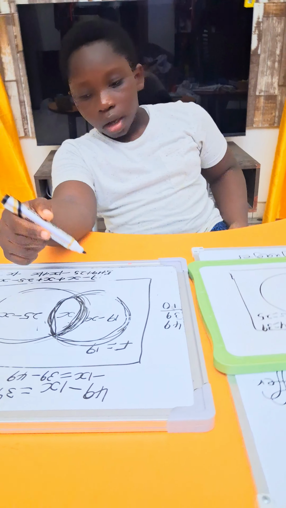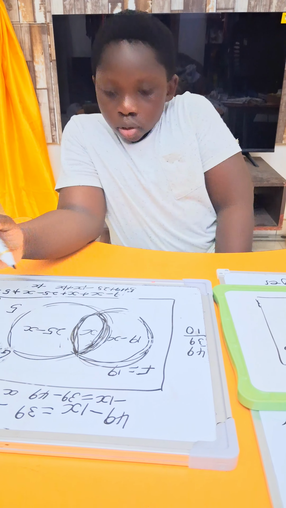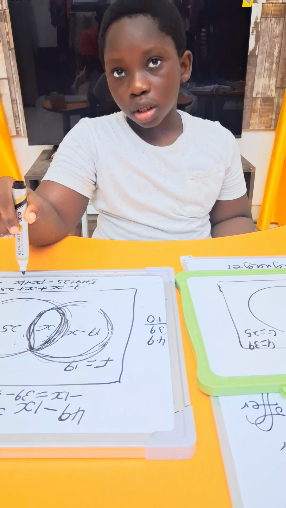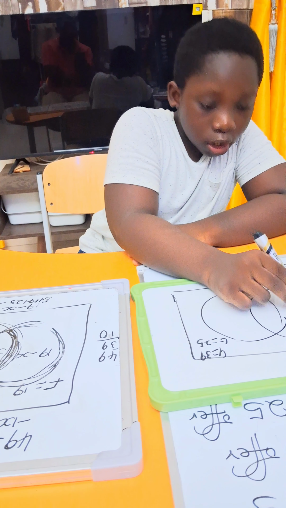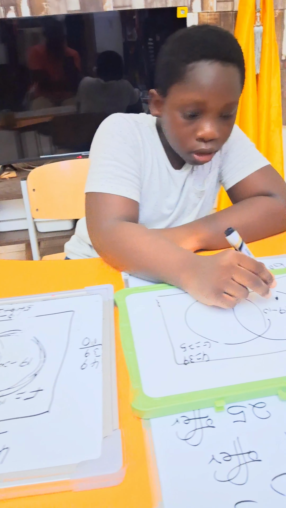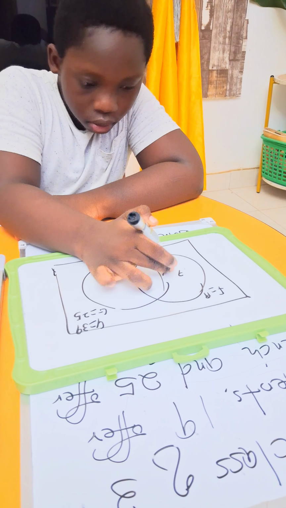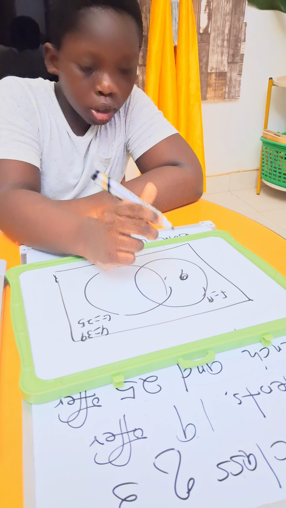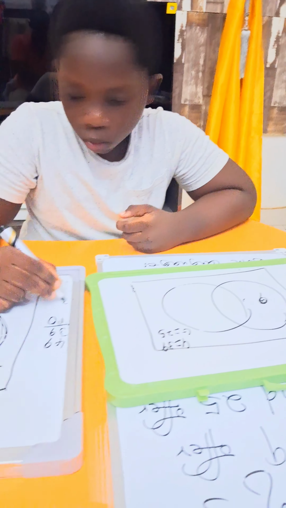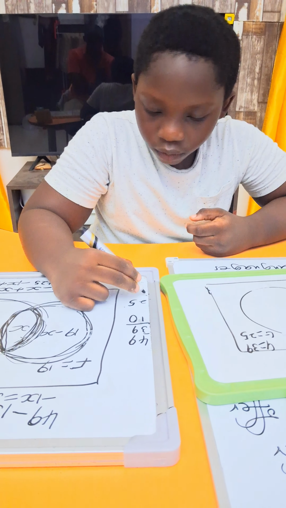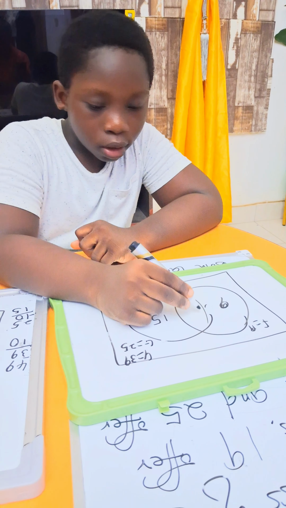19 minus x. Our x is what is both. So, our x is 10. So 19 minus 10 is 9. So instead of 19 minus x, it's 19 minus 10, which is 9. So French only is 9. Now, Ga only. 25 minus 10. We get 15. So Ga only is 15. Now both is our 10.